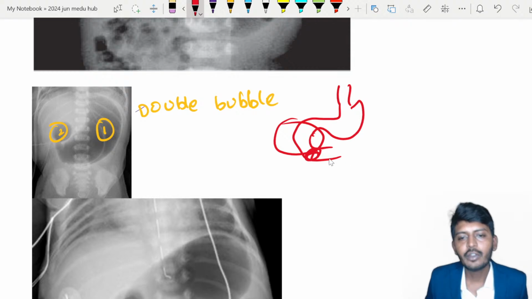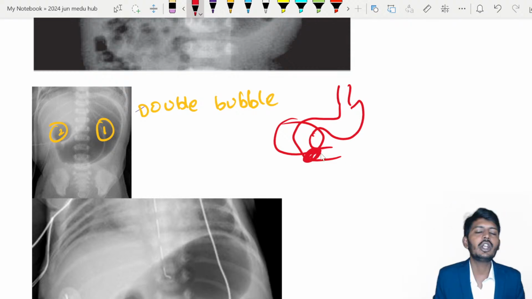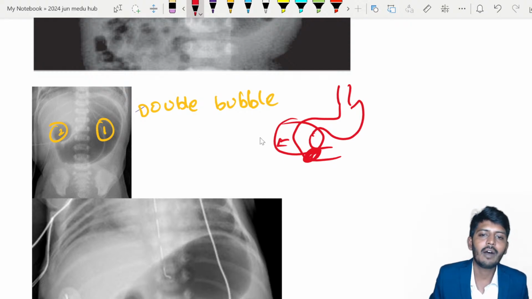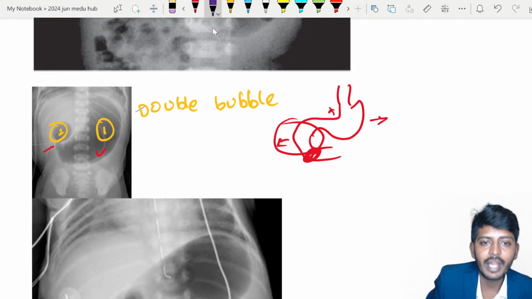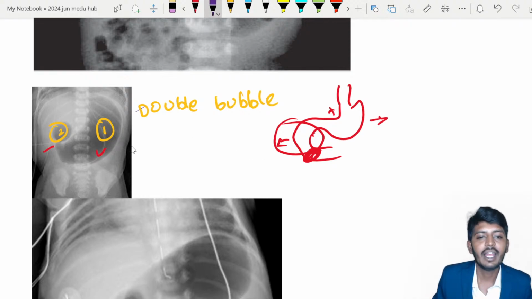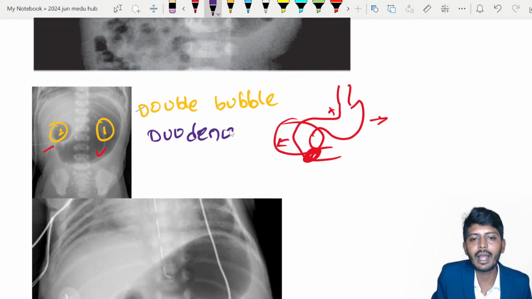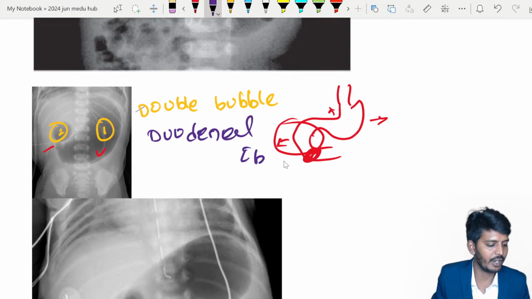Now let's look here. If there is an obstruction in the duodenum, that will enlarge the duodenum, creating one bubble, and our stomach will also get enlarged, creating the other bubble. So two bubbles you can notice, called the double bubble sign. So double bubble sign, my dear students, is seen with which disease? It is due to duodenal obstruction.